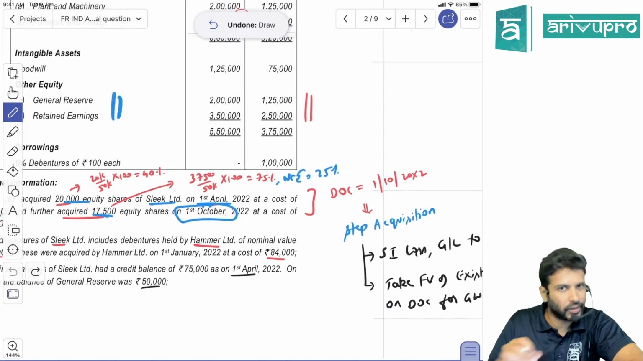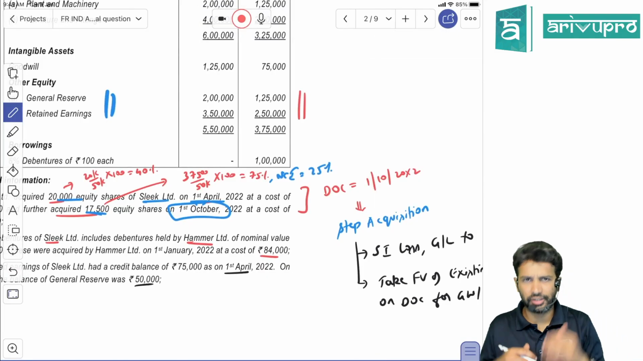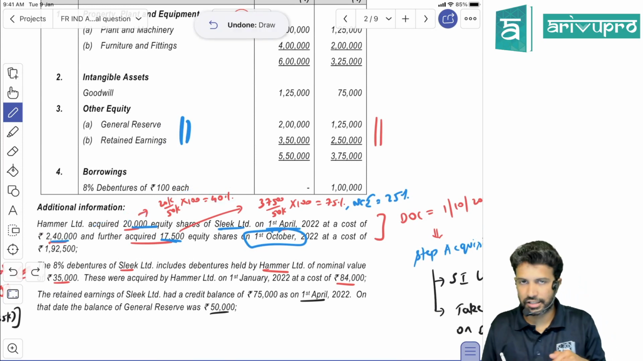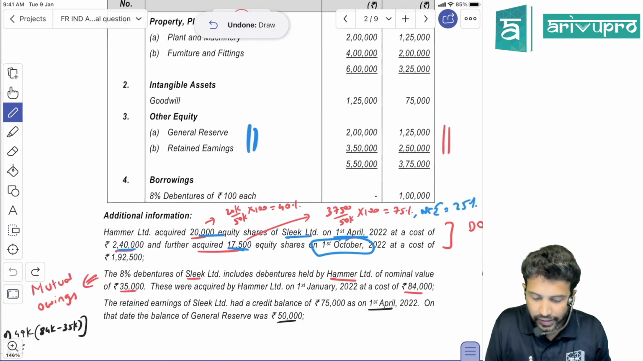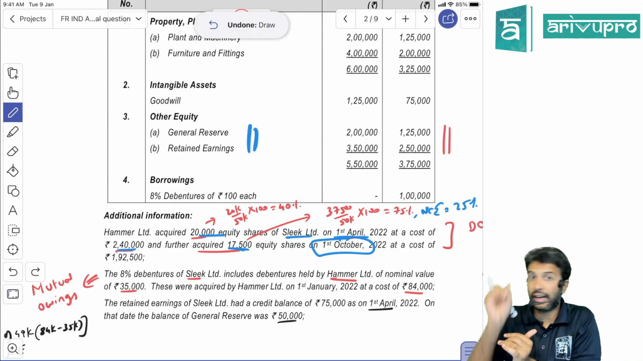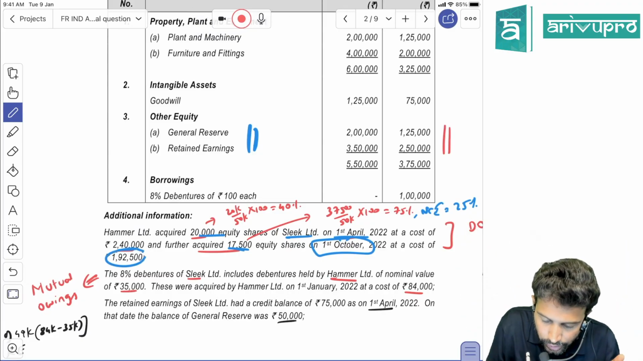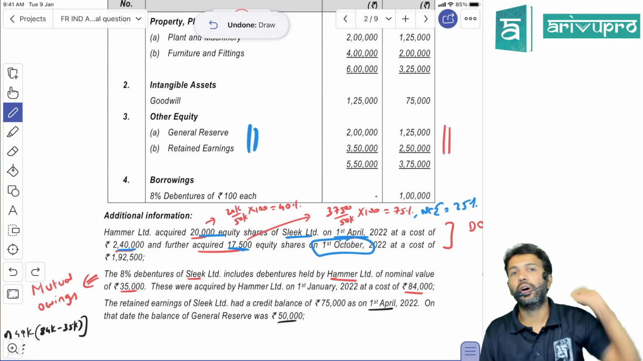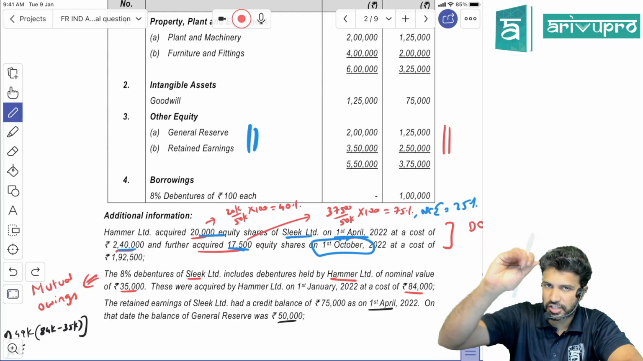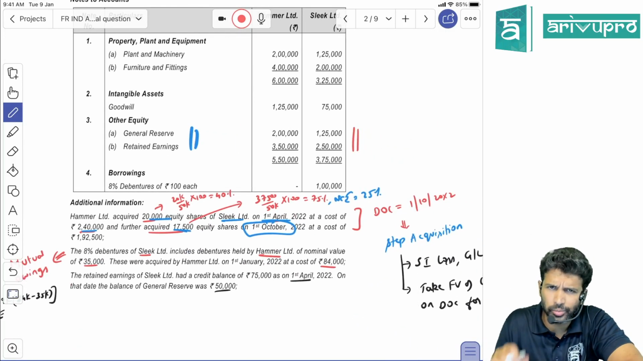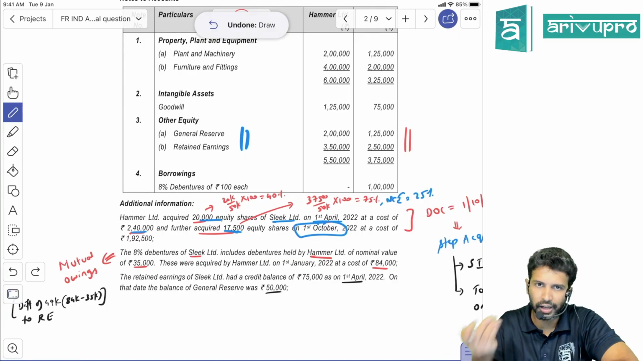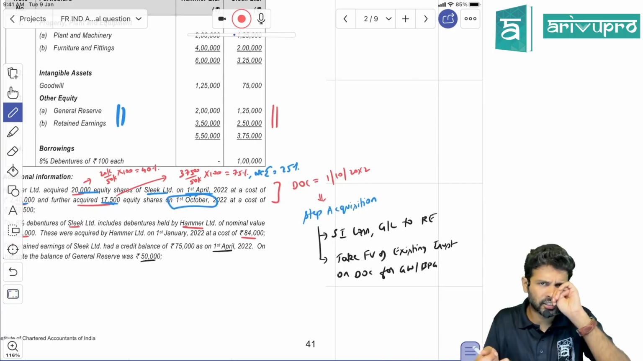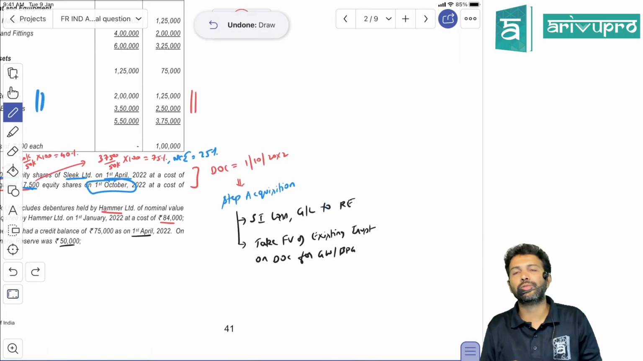Whenever there is a step acquisition scenario, if you already have some investment, like this 40% investment, what do we have to do? We have to take these shares at fair value. We can't take 2,40,000 for our goodwill calculation. For goodwill calculation we need the purchase consideration, so what you paid on the date of control is your purchase consideration. This 2,40,000 was paid much before. Hence, we take the fair value of the existing investment on the date of control, and some gain or loss will come. If the fair value is more than 240, it's a gain. If it is less than 240, it's a loss. That gain or loss will be transferred to retained earnings.